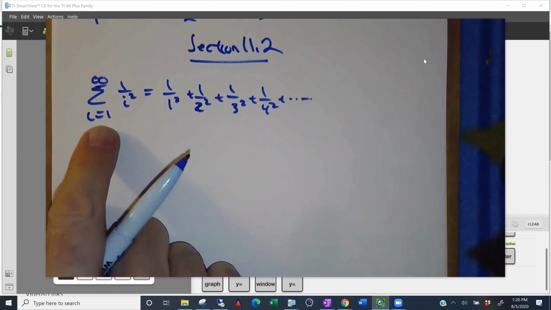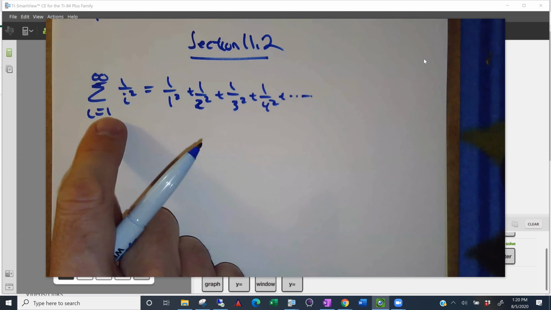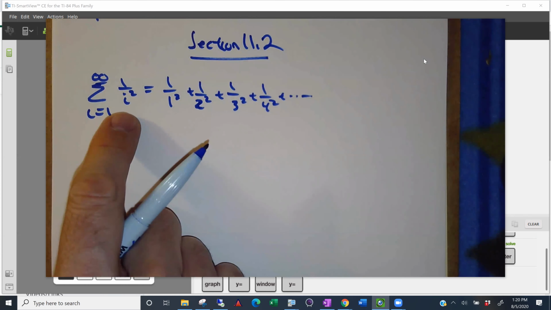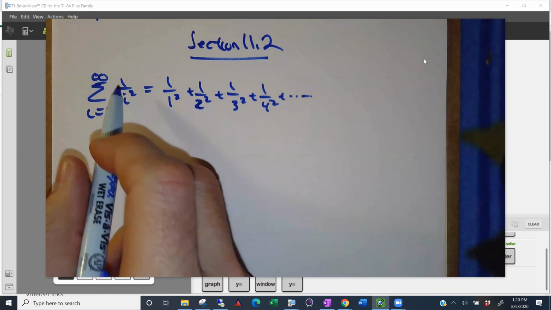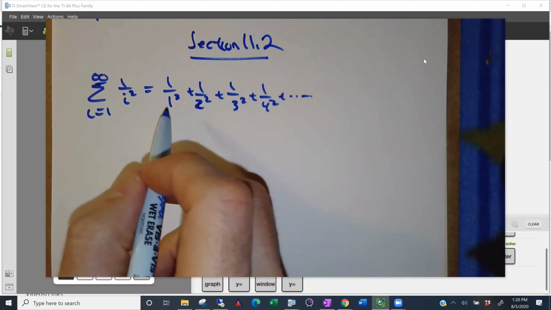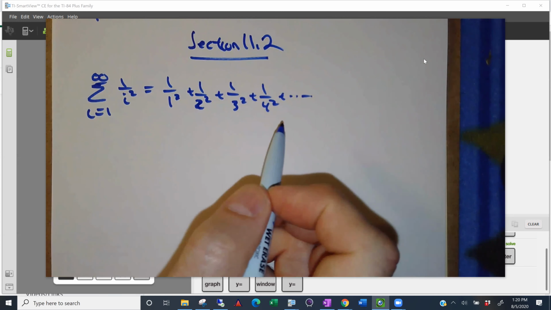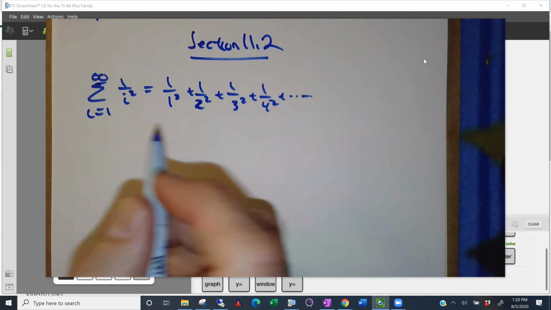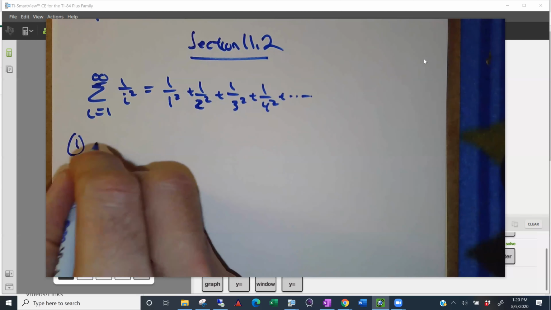So we're going to start looking at series, and that's what's going to happen when you start summing up the terms in a sequence. So this is an interesting sequence, 1 over i squared, i equals 1 to infinity. So it's 1 over 1 squared plus 1 over 2 squared plus 1 over 3 squared, etc., all the way on out. Now, the big thing we're going to look for is whether or not a series converges.